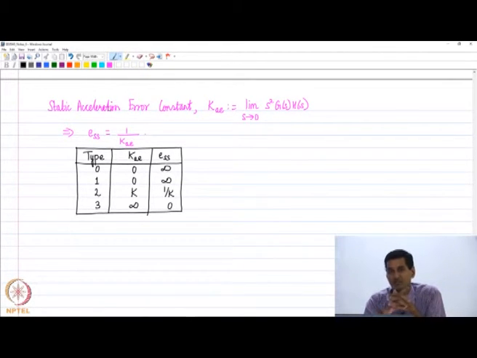So that's one thing. And I also wanted to introduce these terms, the definitions of static position error constant, velocity error constant, and acceleration error constant.